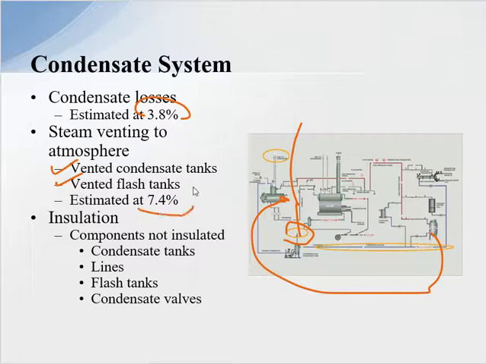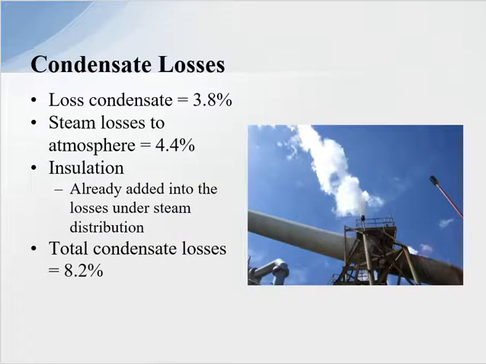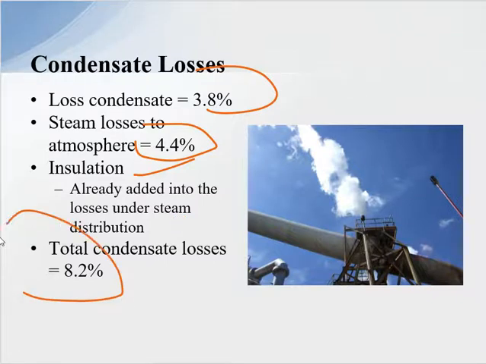We estimated that at 7.4%, and again, depending on your system, it could be more, it could be less. Insulation, components not insulated. People don't insulate condensate tanks, condensate lines, flash tanks, condensate valves. Remember one thing, today everything gets insulated. So we're going to say loss of condensate is at 3.8%. Steam losses to atmosphere 4.4%. Insulation, again, already added underneath steam distribution loss, and we come up to 8.2%.